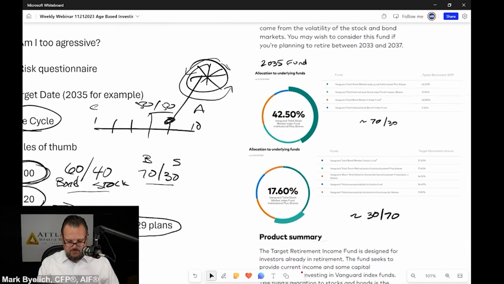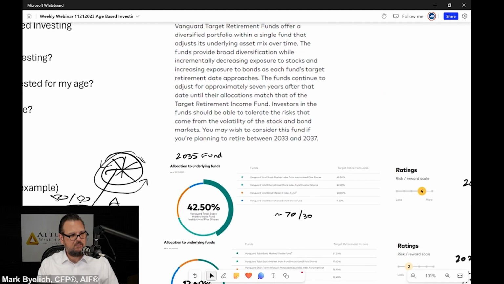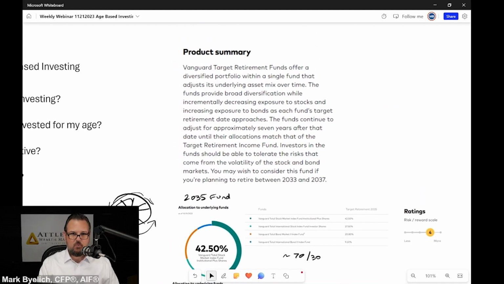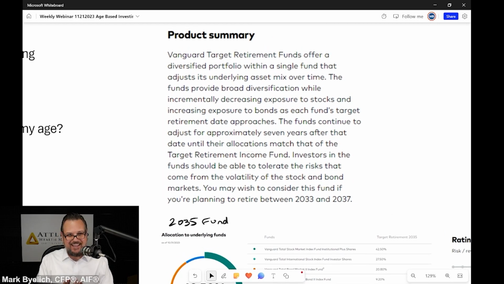All right, so now I'm going to slide over here, and I put together some things from the Vanguard website. Again, I really like Vanguard. That is not an offer or suggestion to buy, sell, hold, or use Vanguard. This is an example, but they're a really good company, and I wanted to use them as an example. So let me read this product summary to you for this fund. This is the Vanguard 2035 fund.